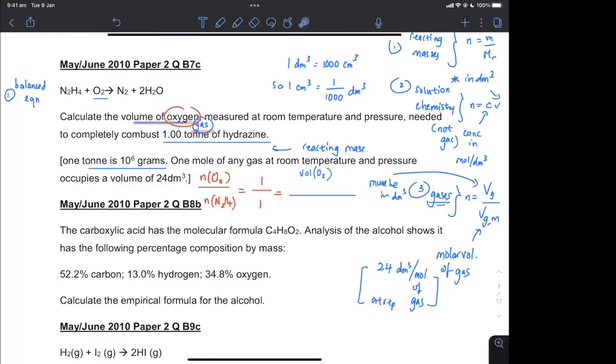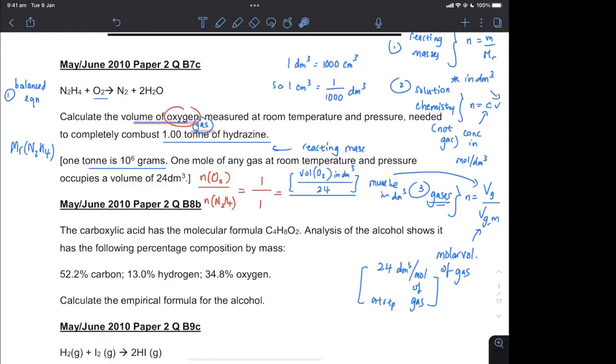They don't tell me in dm³ or whatnot, so I just use it in dm³. If I have it in dm³, this will be divided by 24. The volume of gas in dm³ divided by 24 dm³ per mole, that is the actual mole of oxygen there. Now at the bottom, I have the mass. So mR of hydrazine. Why do I need the mR of hydrazine and not O2? Because the O2 is not the reacting mass they want. But we are given the reacting mass of hydrazine.